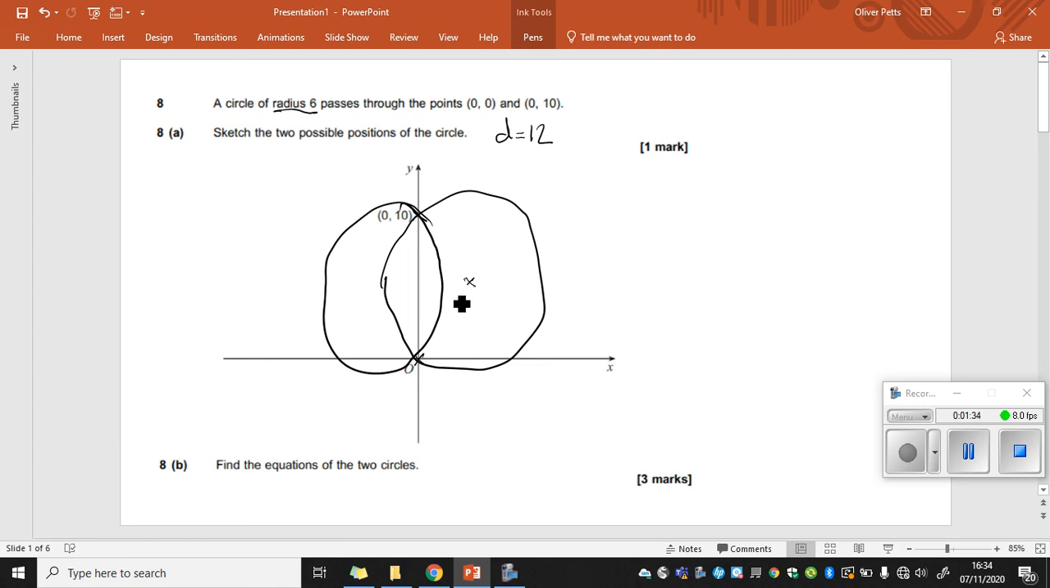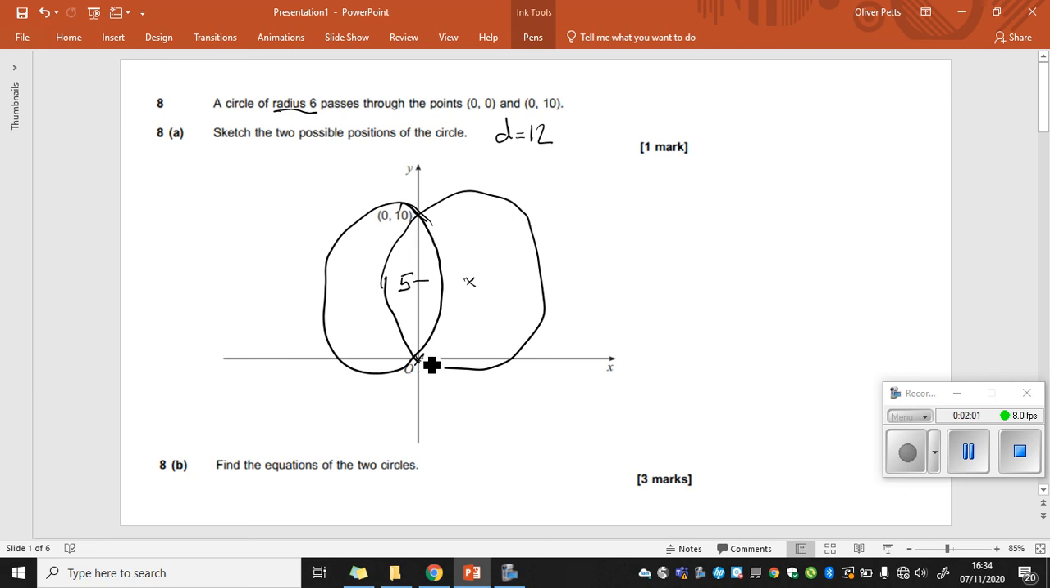What do we know about its location? Well, first and foremost, due to the nature of the circle, I know that it's going to be a distance vertically up from the x-axis, halfway along between (0, 0) and (0, 10). So halfway along will be a y value of 5. So I know that much about my center.